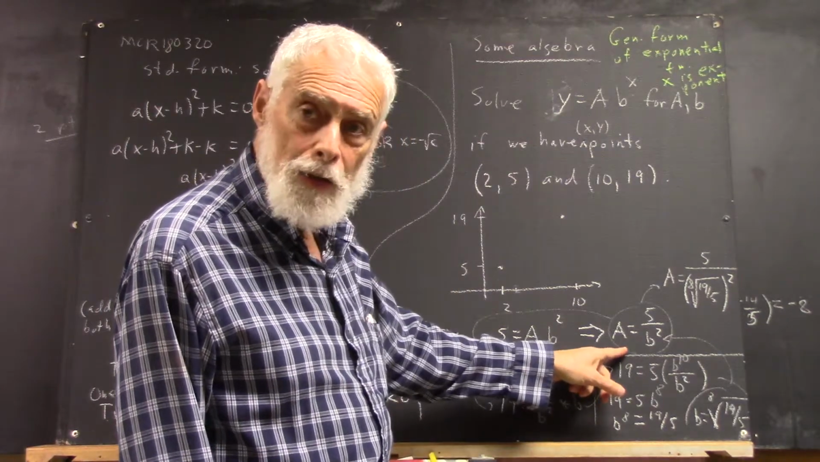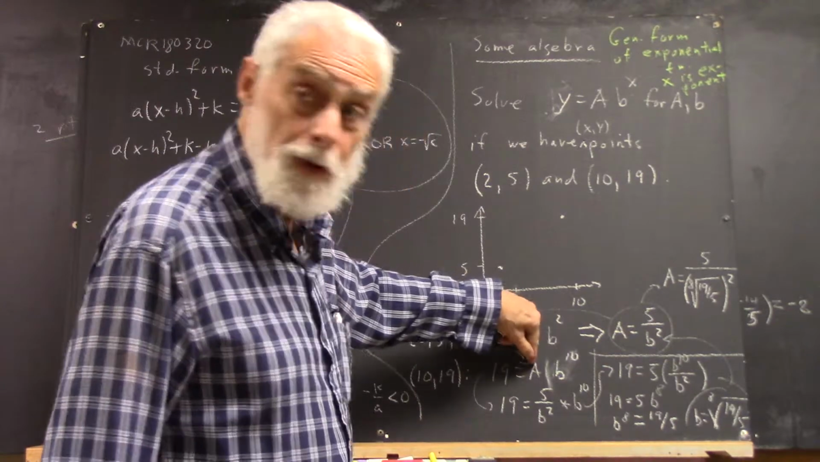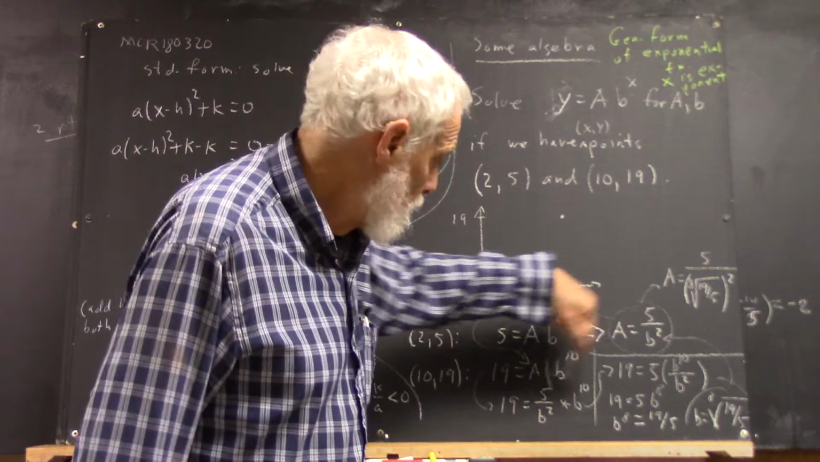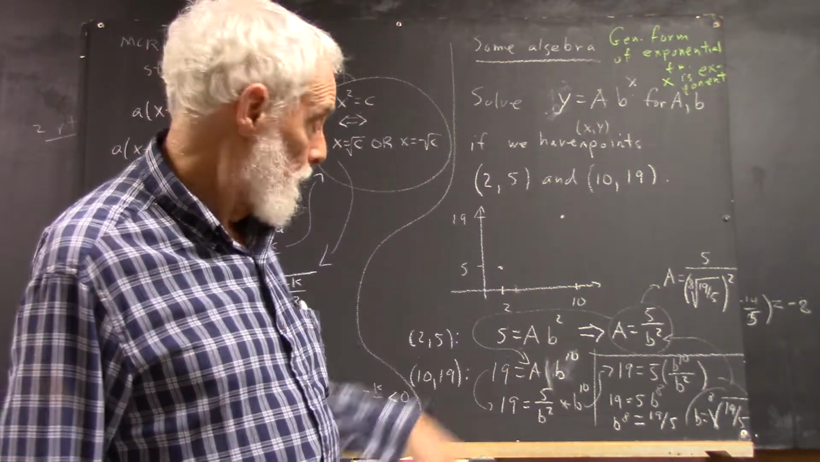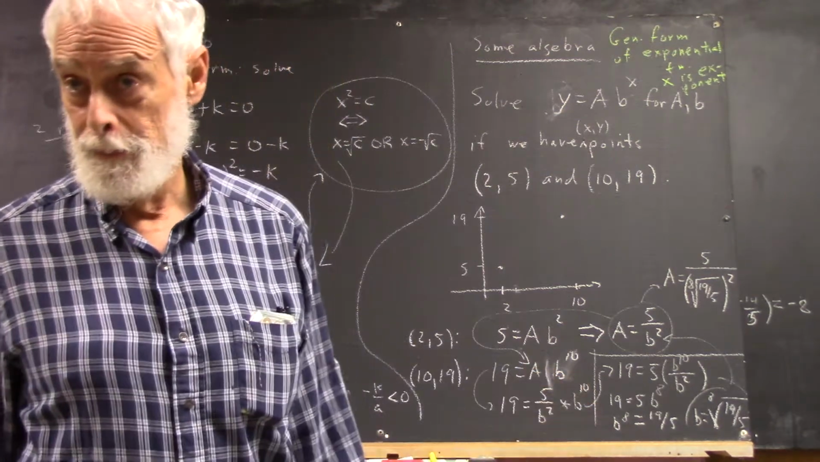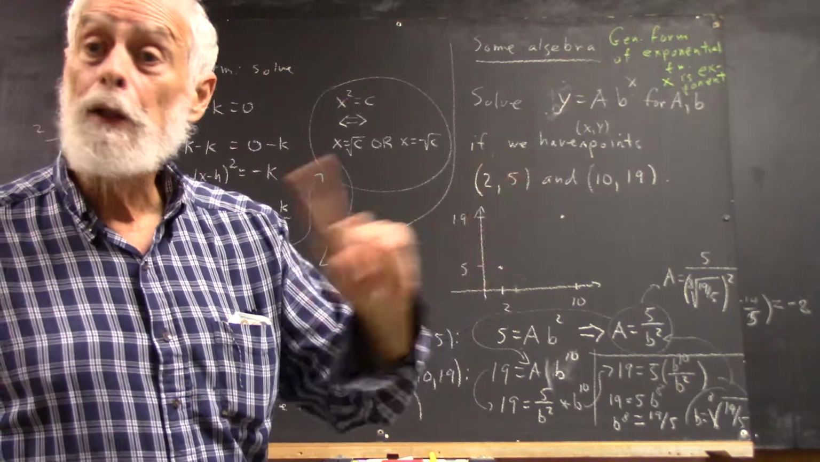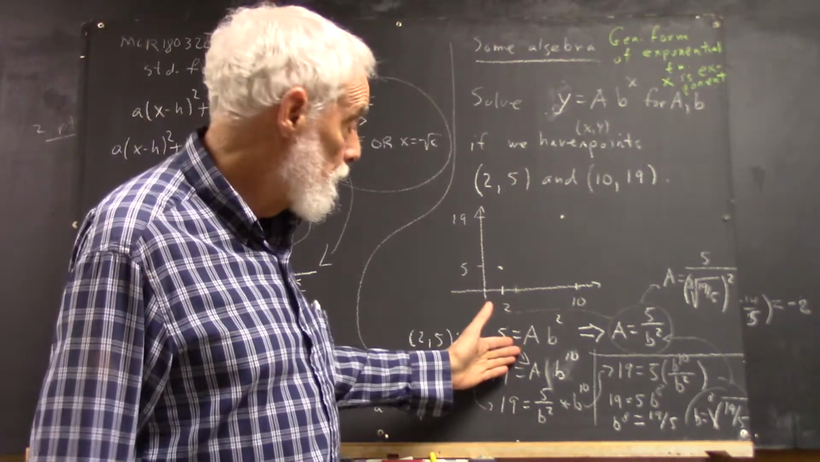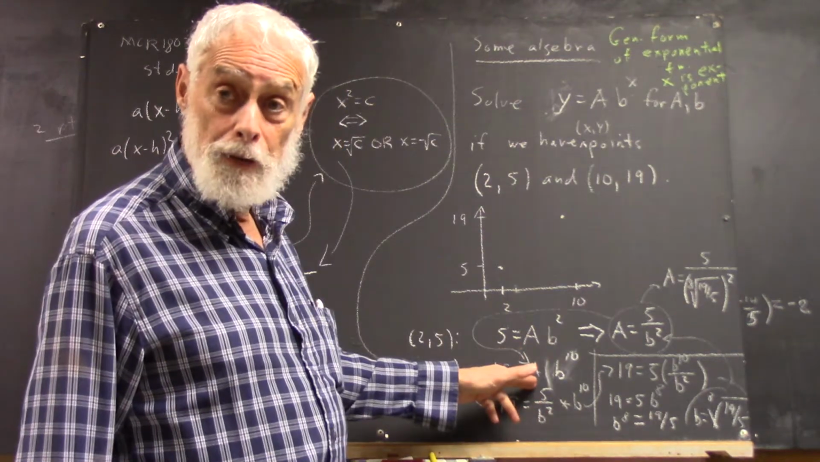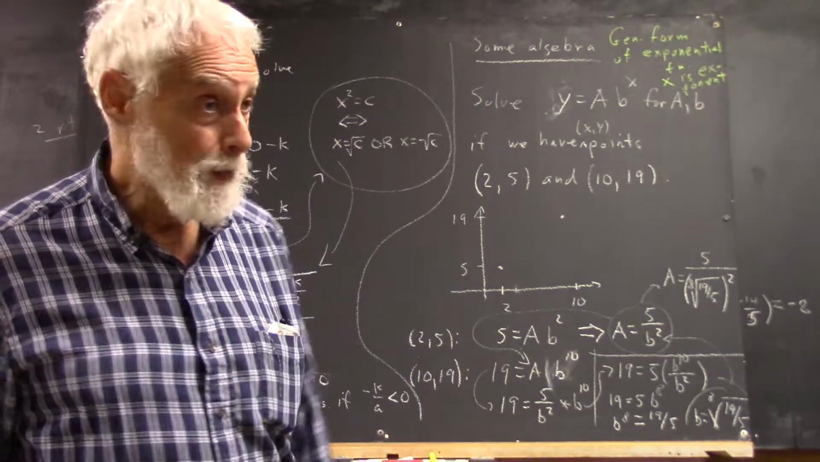I take that and I plug it into the second equation. So there's an arrow going down to here, meaning I replace a with 5 over b squared. And now I've got 19 equals 5 over b squared times b to the 10th. Only one variable. I've eliminated a. If I solve one equation for one of the variables and then plug that expression for that variable into the second equation, I've eliminated one of the variables.